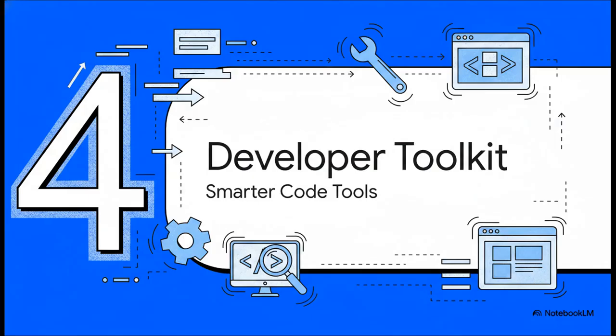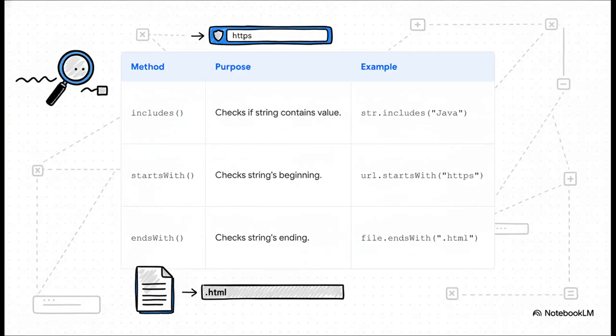All right, we've got the fundamentals down solid. Let's level up and look at a couple more tools in the modern developer's toolkit that make all this stuff even easier. So, modern JavaScript has these awesome, super readable methods for working with strings. Instead of writing some complicated code, you can just ask a question. Does this string include a certain letter? Does this URL start with HTTPS? Does this file name end with .html? It's so clean, it basically reads like plain English.